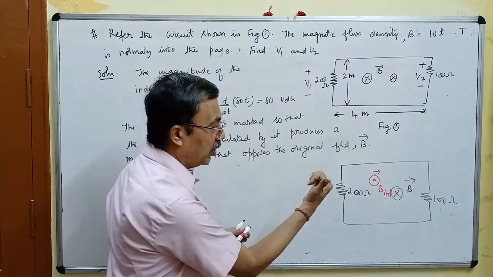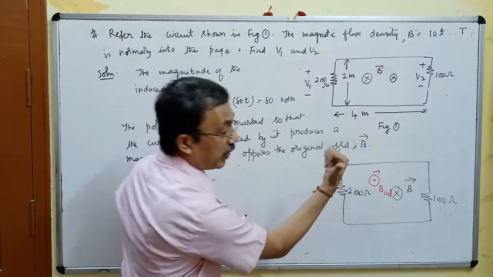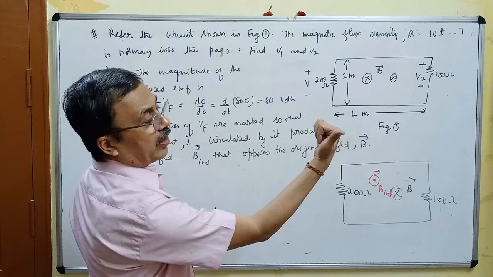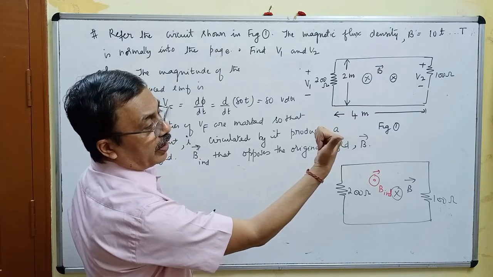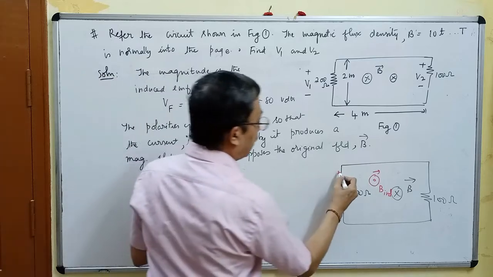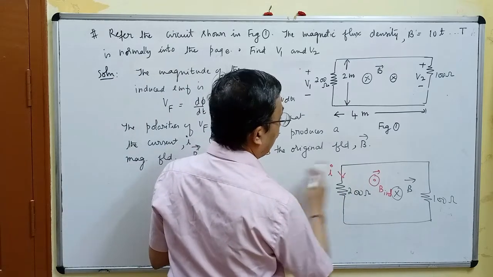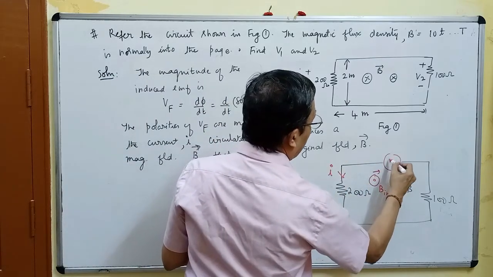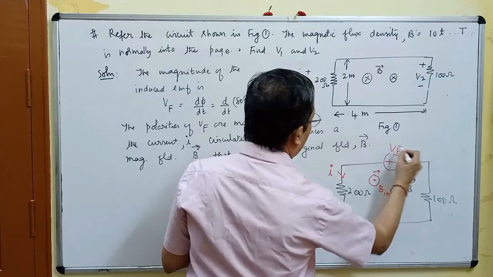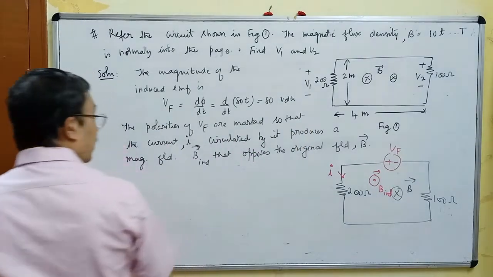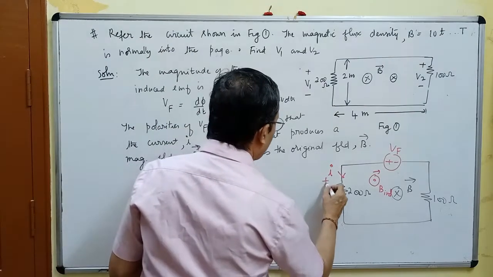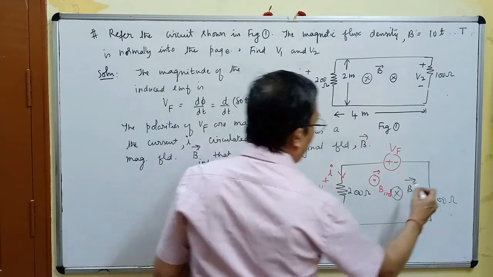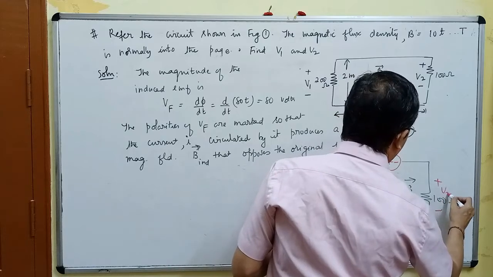According to right hand rule, thumb indicates the direction of vector B induced and the fingers indicate the direction in which current has to flow. The current has to flow in the anti-clockwise direction. Therefore, this is how the polarities of Vf are marked. Now this voltage is V1 and this voltage is V2.